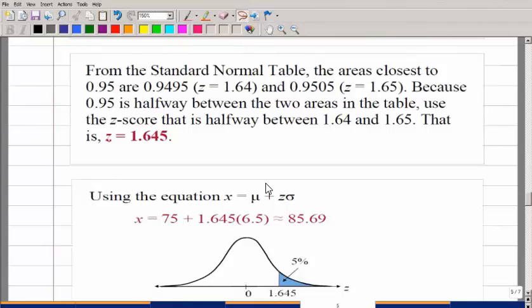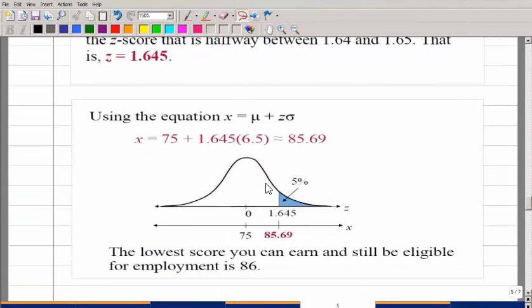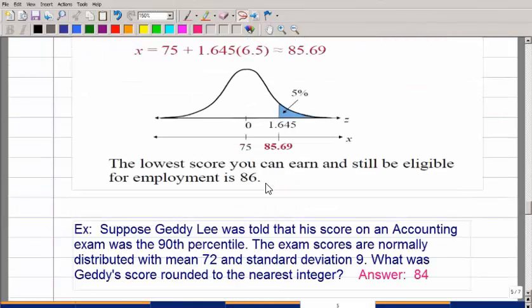So using the same equation, which they've done here, you take the mean 75 plus that z of 1.645 times the standard deviation of 6.5, and we'll get a score of 85.69. Which may not be a score you can actually make, so in reality this might have to be rounded. See what they've done here? They've just rounded it up to an 86 as the actual score.